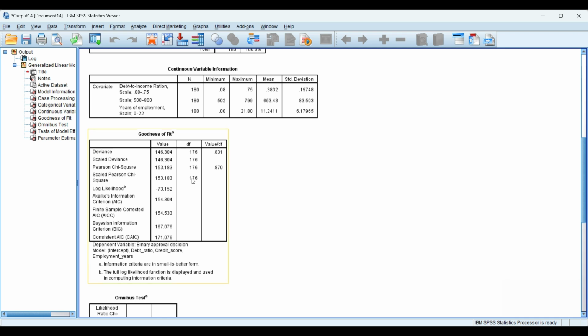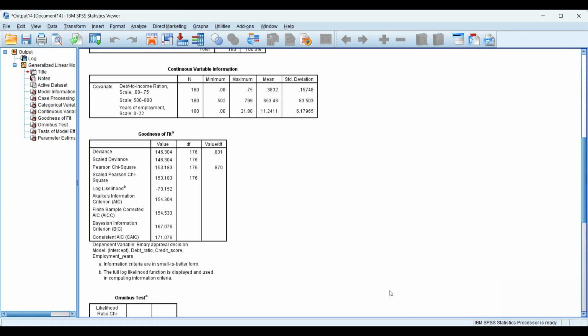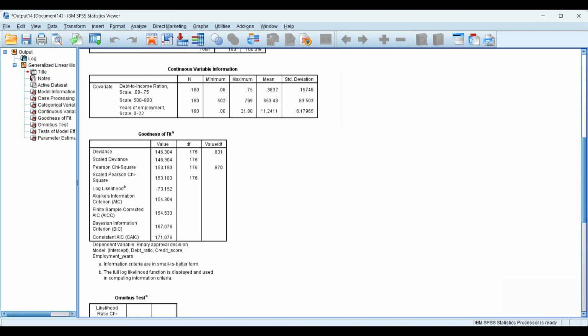If I see the deviance value, 146.304 with the degrees of freedom, and the p-value is 0.831, and we have already learned the threshold value. You can see here the deviance value near 1, all predictors into 0.831. You can see here 0.831 because it should be near 1, so it means 0.83 is very close to 1.